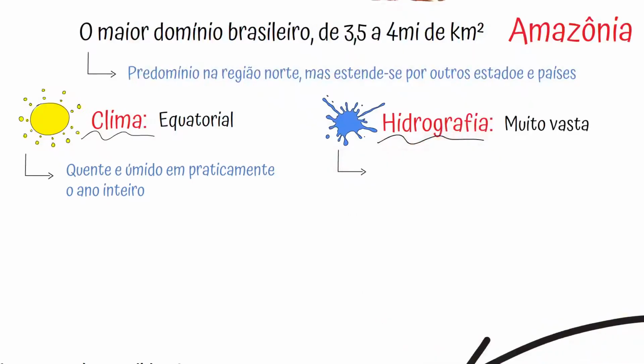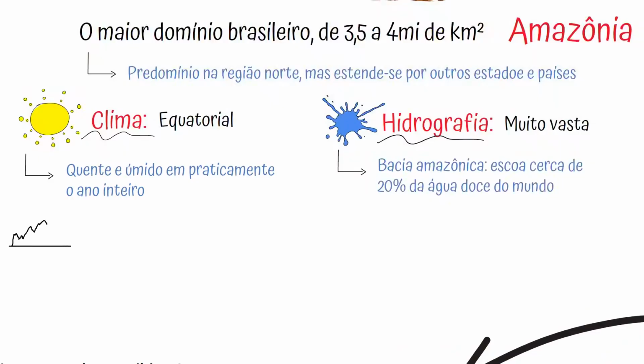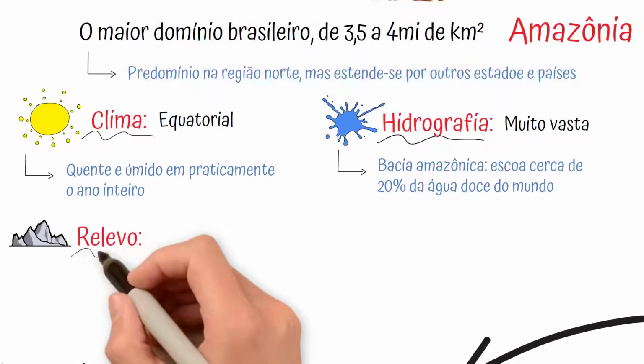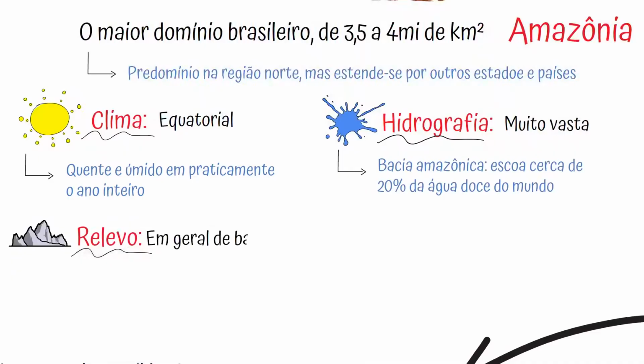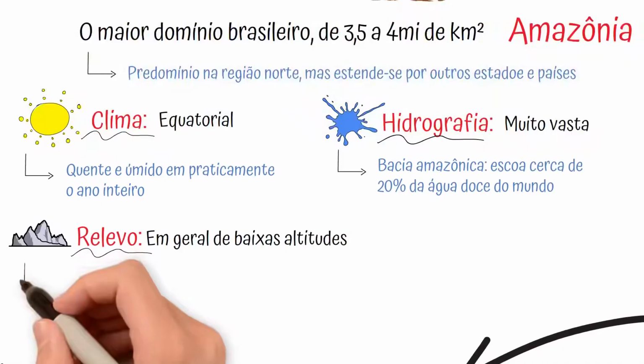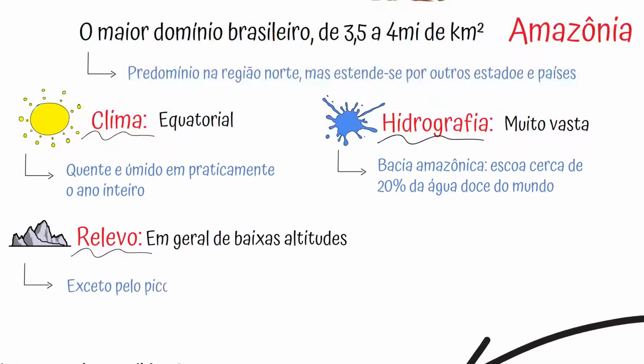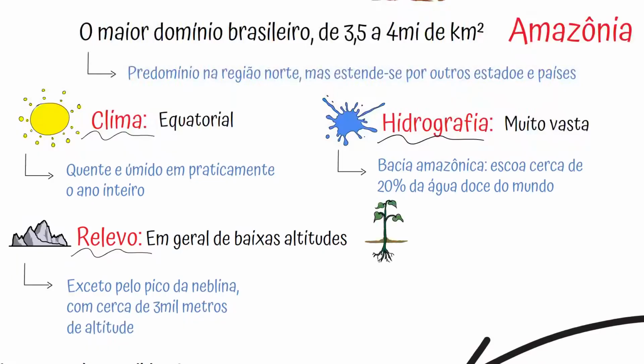Besides that, we also have in this domain the Amazon River, which is also the largest river in the world in terms of water volume. In general, the relief of the Amazon domain is low, right? It has low altitudes, which usually don't exceed 200 meters. But even so, we have the presence of Pico da Neblina there, which is simply the highest peak in Brazil, right? The highest point in Brazil, with about 3,014 meters of altitude.